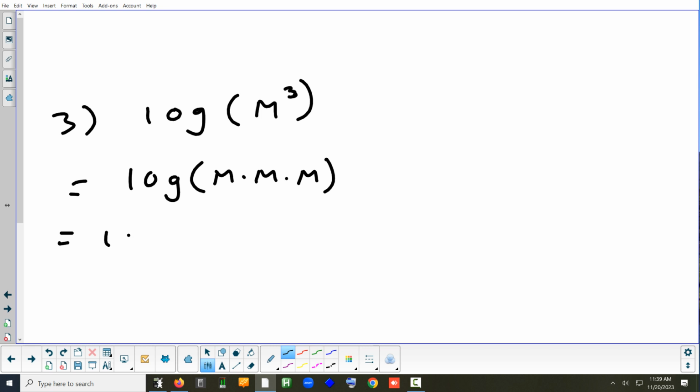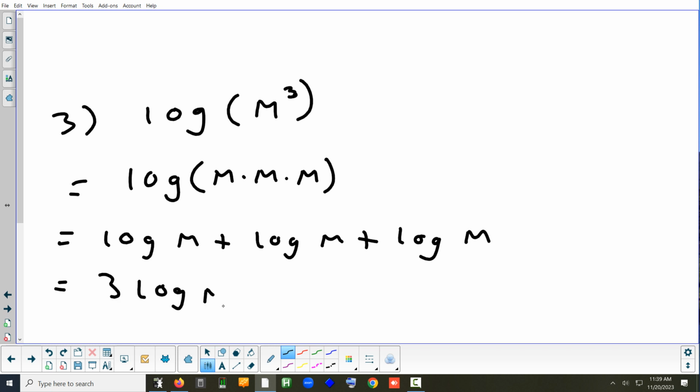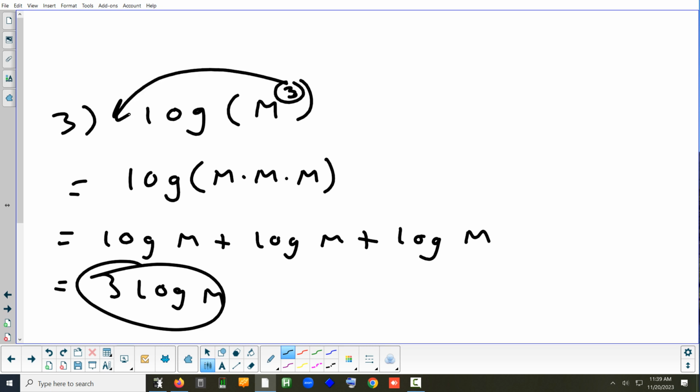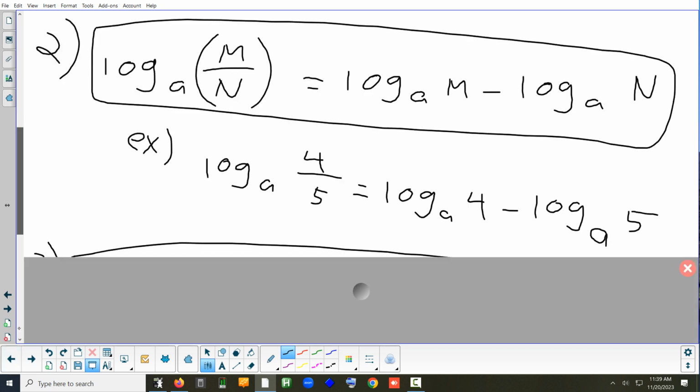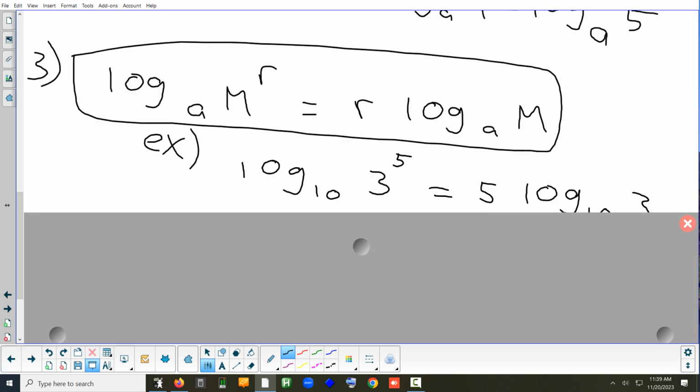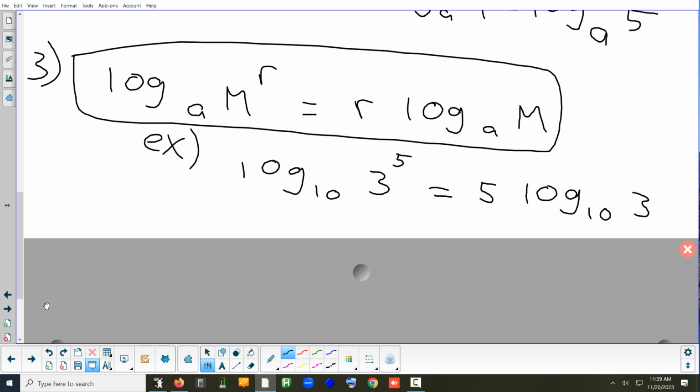And we can change that to addition. It's log m plus another log m plus another log m. So what's log m added up that many times? 3 log m. So the rule, when you have an exponent on an argument in a log, you are allowed to take the exponent and put it in front. That's what I'm saying in this property. Exponents can go in front.